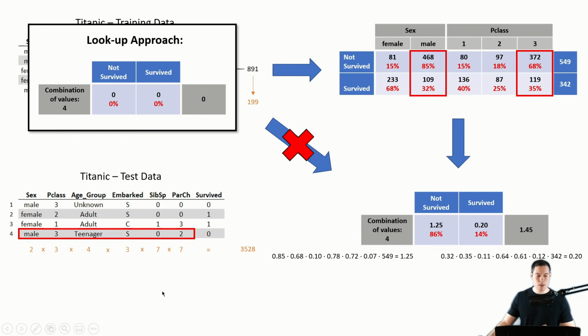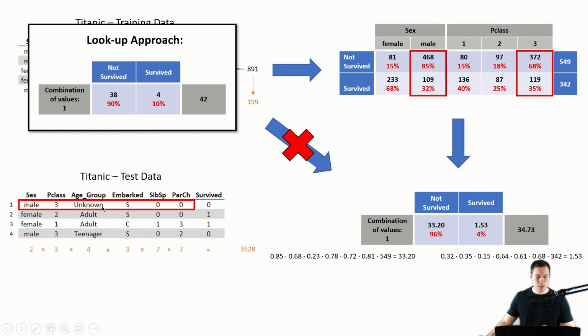So now let's also look at test passenger 1. So here the lookup approach still worked. And if you look here at our estimations, those percentages are again pretty close to the actual number. So again, here we would predict that this passenger did not survive, which would be the correct prediction.